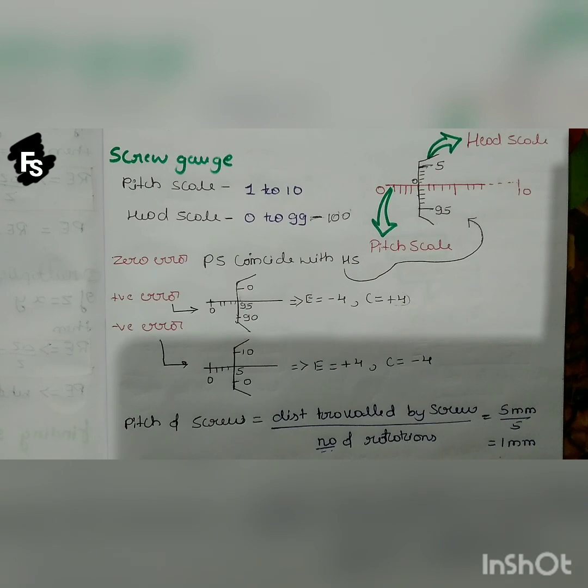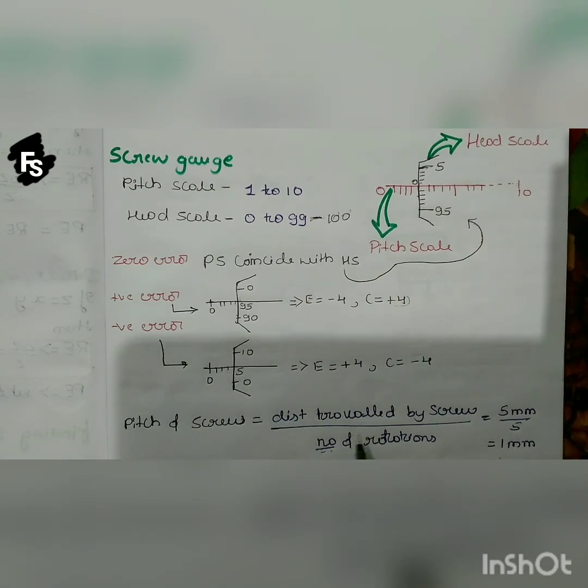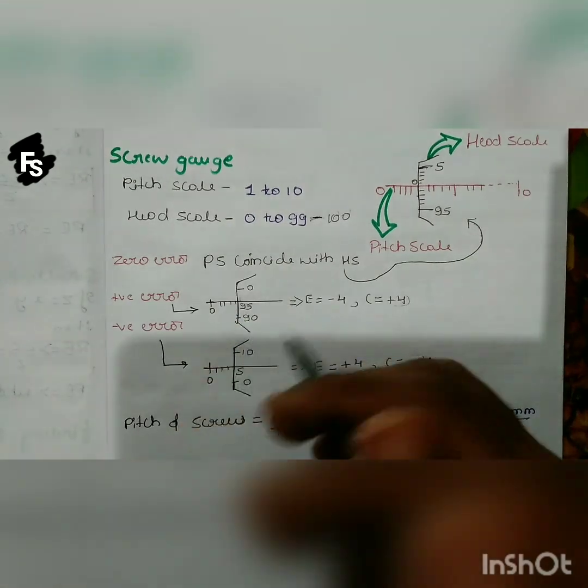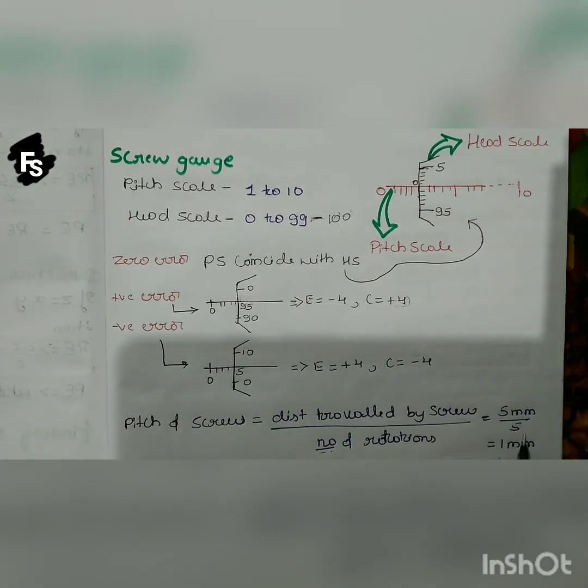Then there is a formula to find out the pitch of a screw. See, what is the formula? Pitch of a screw is equal to the distance traveled by the screw divided by the number of rotations, meaning how much rotation it will turn. That is equal to 5 millimeter by 5, which is equal to 1 millimeter.